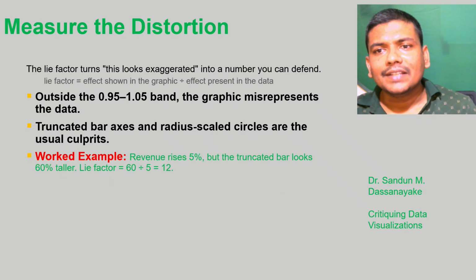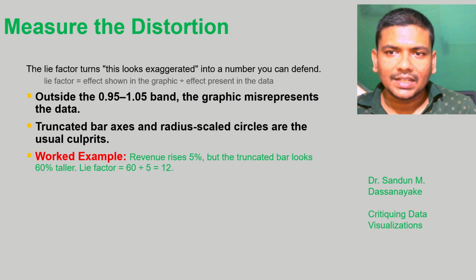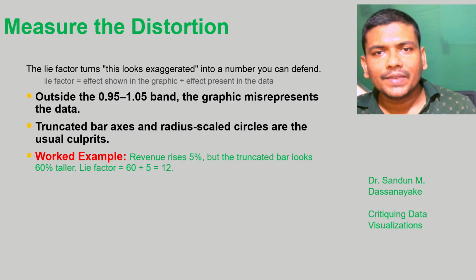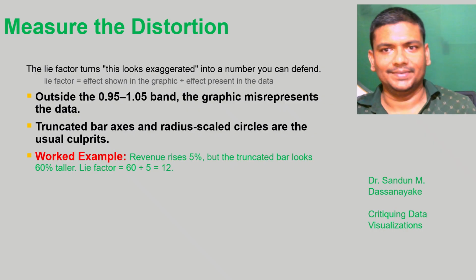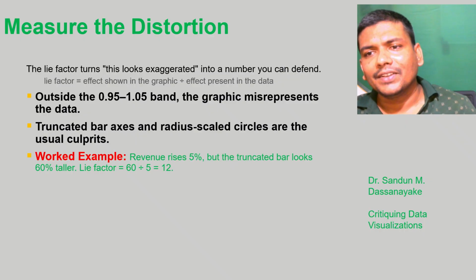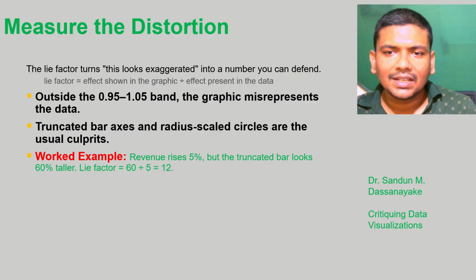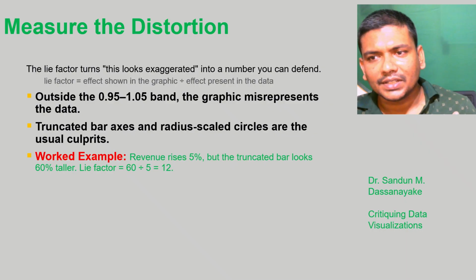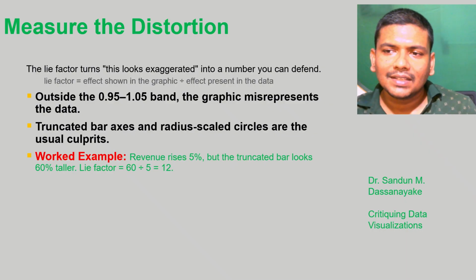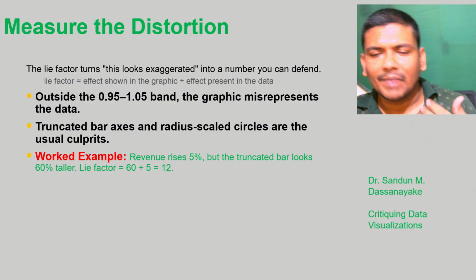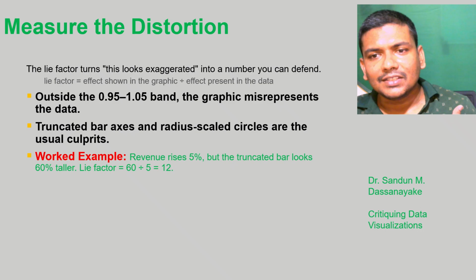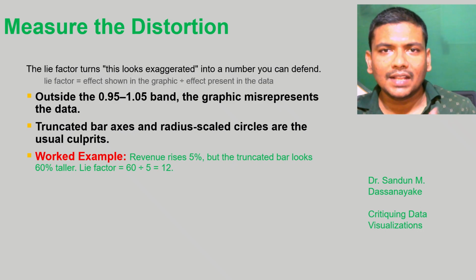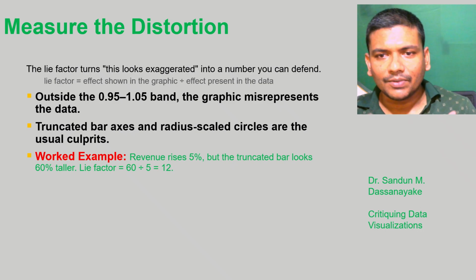This is the tool that changes the temperature of a critique. Instead of saying a chart feels exaggerated, which invites an argument about feelings, you hand over a number. Measure the effect the graphic shows. How much taller, how much bigger, and divide it by the effect the data actually contains. Perfect honesty is one. Tufte allows a small band either side for drawing imprecision. Anything outside it is distortion. And it is usually not deliberate. It is a chart tool's default.